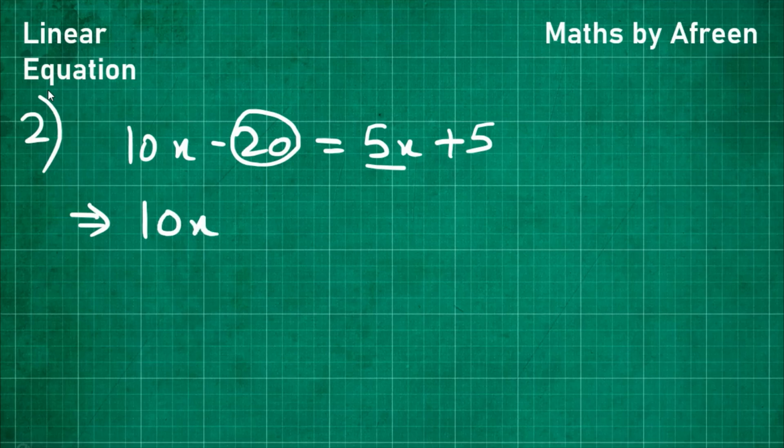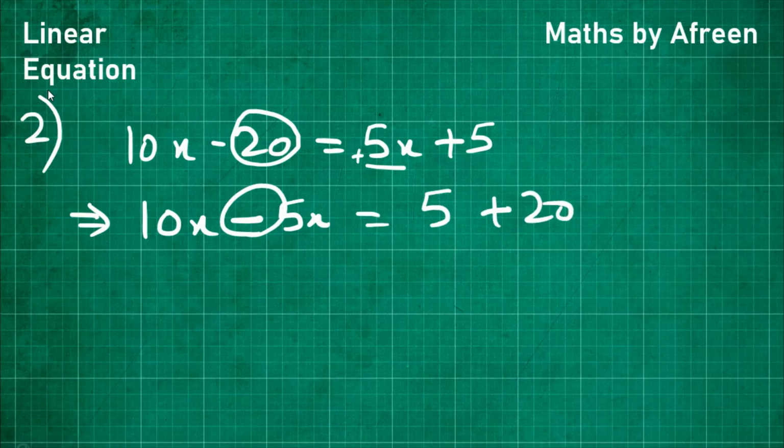So it will be 10x minus 5x. As it was plus 5x earlier, it will be minus 5x now, equals 5 plus 20. It was minus 20 earlier, but now it will be plus 20. Upon solving, we will get 10 minus 5 will be 5x equals 20 plus 5 will be 25.